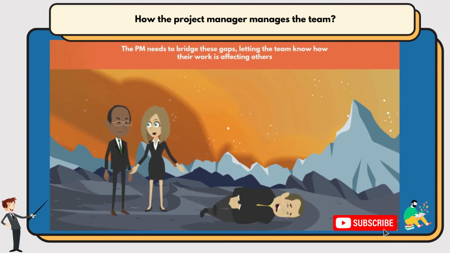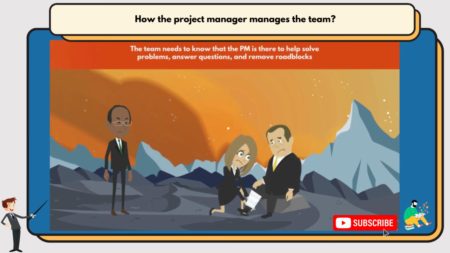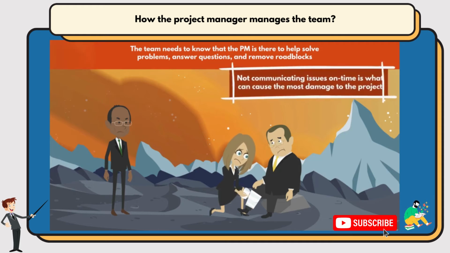The project manager needs to have an open door policy, and the team needs to know that the project manager is there to help solve problems, answer questions, and remove roadblocks. They are part of the team too. Issues coming up is normal. Not communicating them on time, however, is what can cause the most damage to the project.